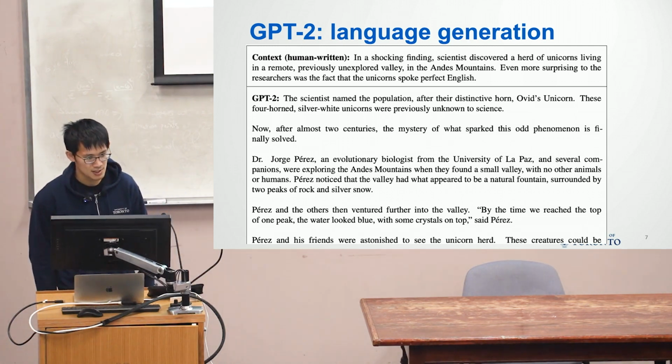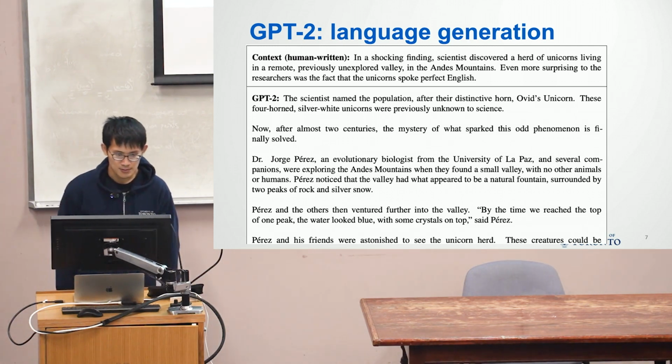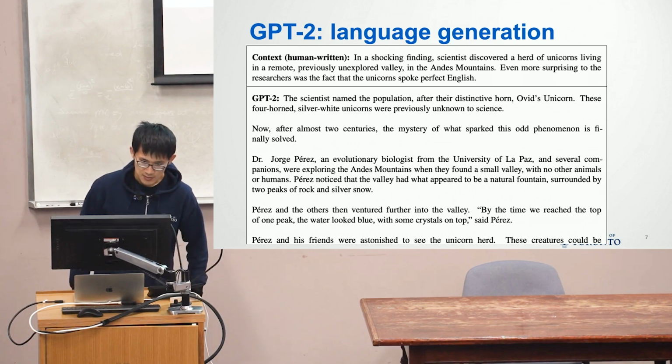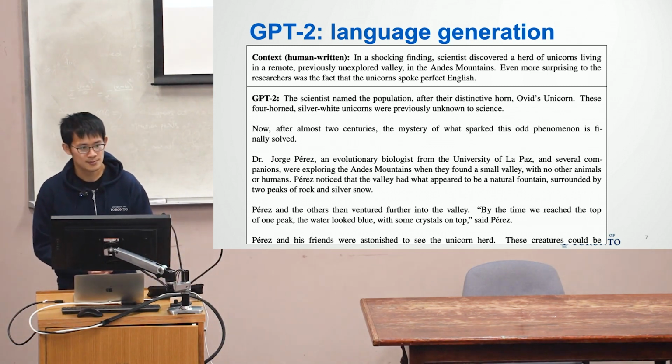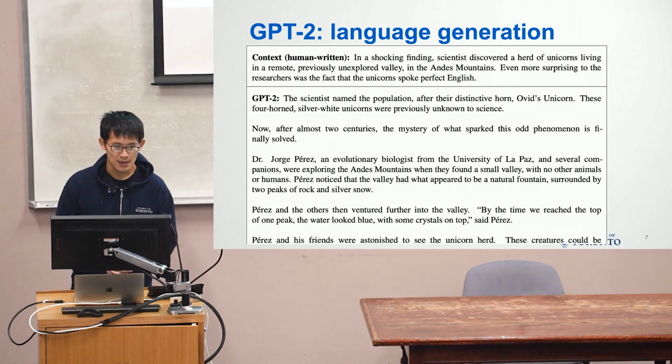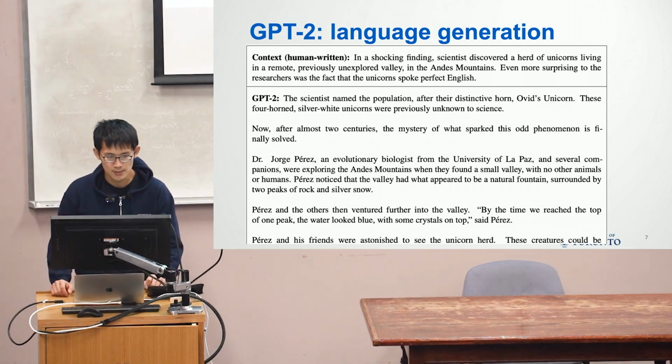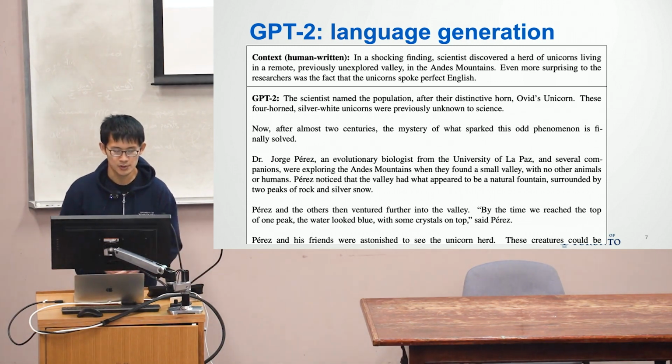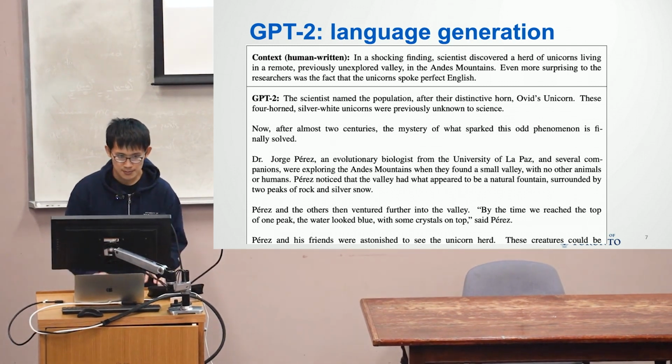"By the time we reached the top of one peak, the water looked blue with some crystals on top," said Perret. So you can see that the story is actually very coherent. It almost looks like a story that you would see in a newspaper, except that most of the information comes from hallucination.